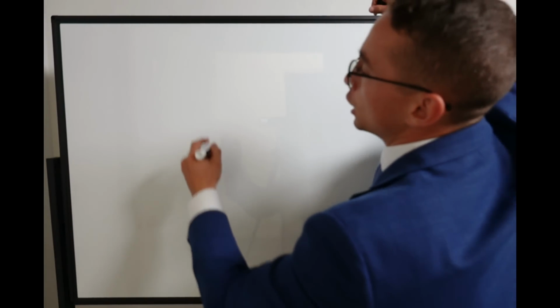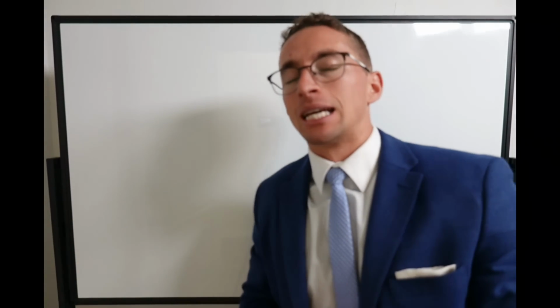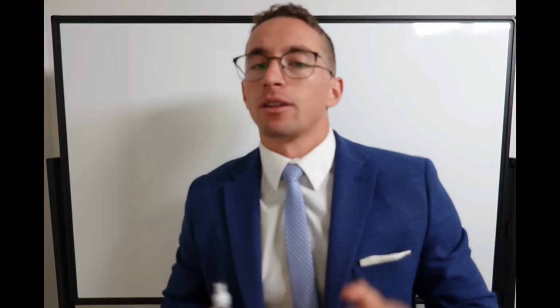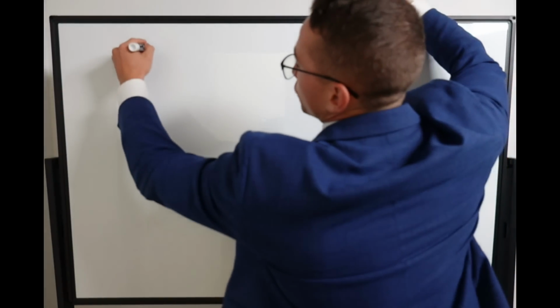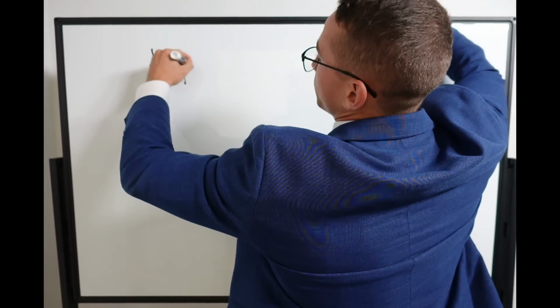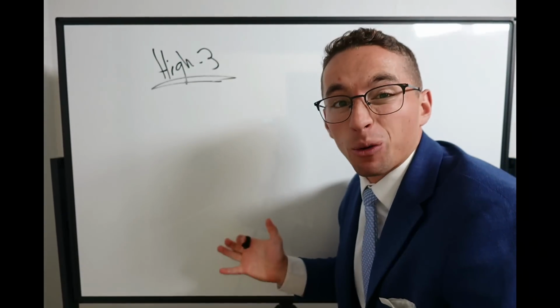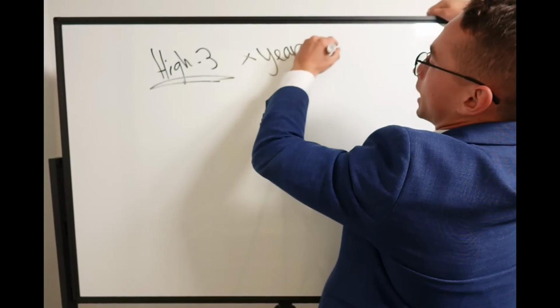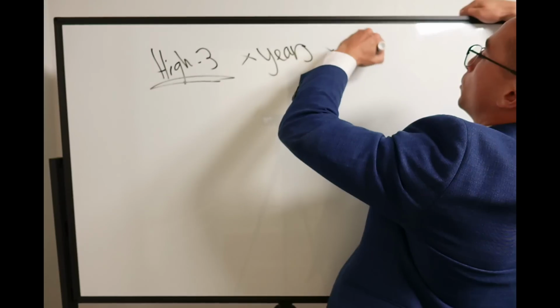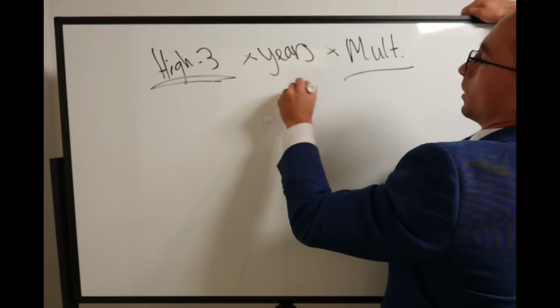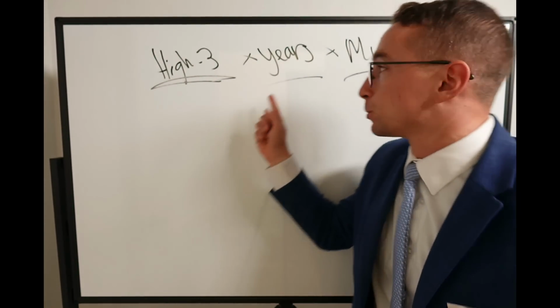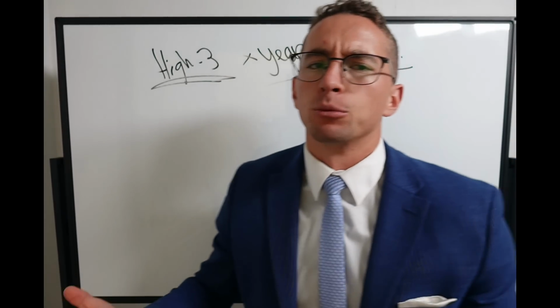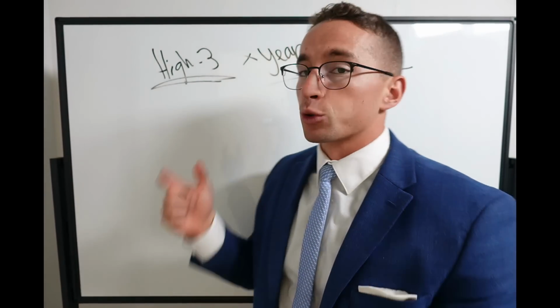So let's dive in. Your pension is simply a combination of three different things. It is first, your high-3. Your high-3, we're going to talk about what all these things are. It is your years of service, and your multiplier. So, high-3 multiplied by your years of service multiplied by your multiplier. So, let's start first with your high-3.